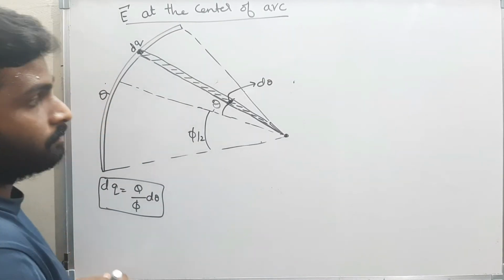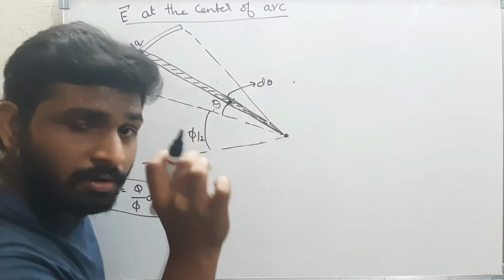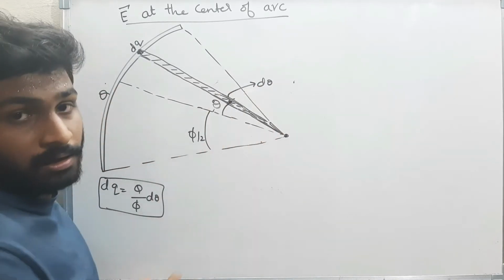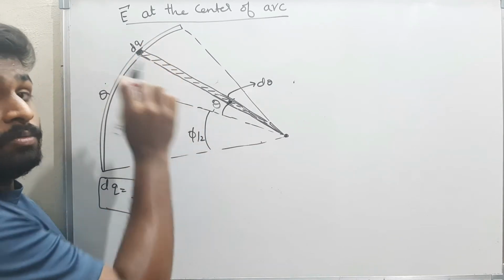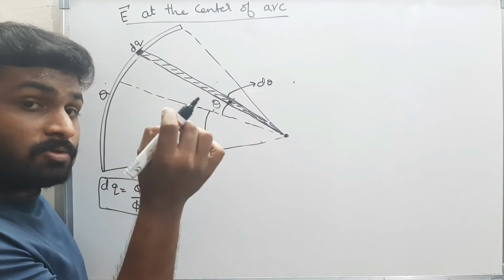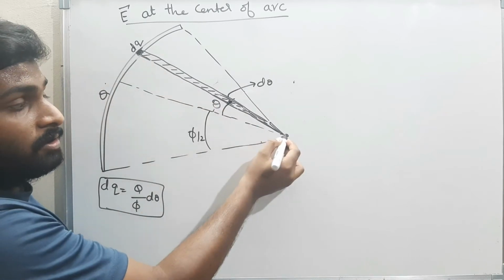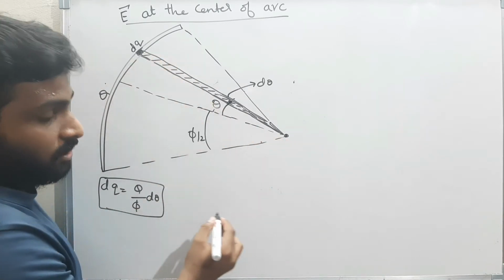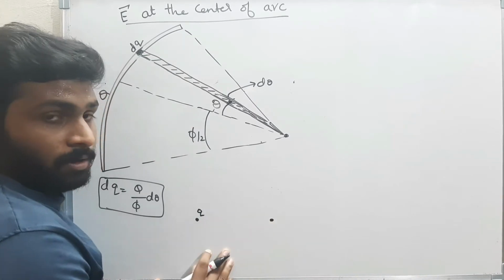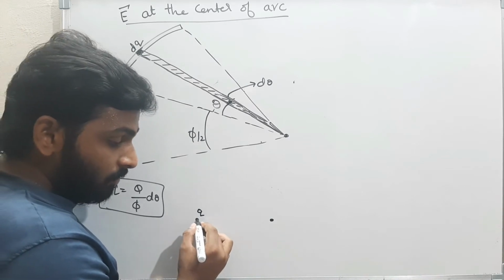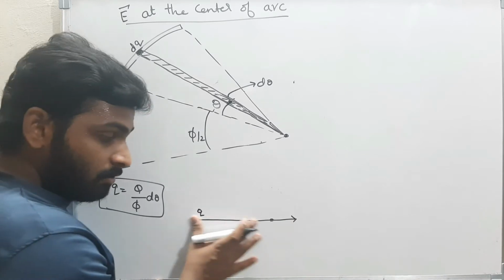Now see what I am doing. This is a very small, negligible angle. Now the electric field due to the small charge dq: a small charge I can assume as a point charge. In which direction will the electric field be at this point? The electric field will be along the line joining it. Will you accept that?